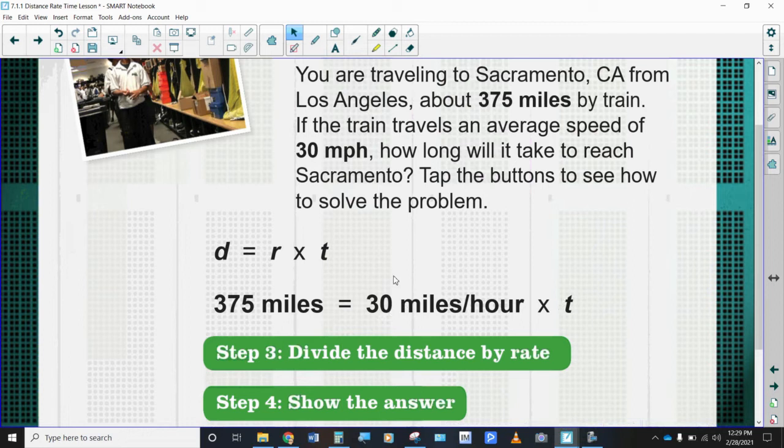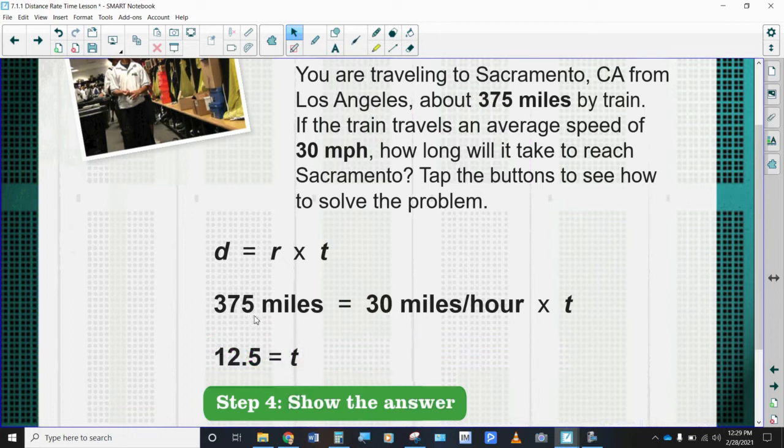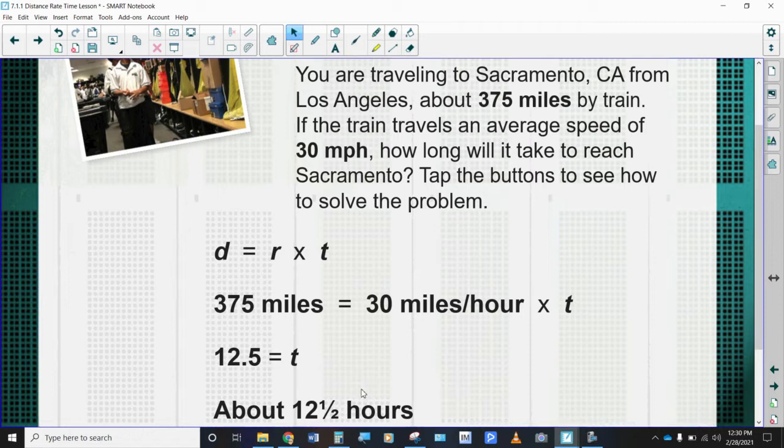Remember, if 30 times T is equal to 375, then 375 divided by 30 will tell you the value for T. So we will divide by the rate of speed, and 375 divided by 30 is 12.5. So now we declare our answer. It's going to take about 12 and a half hours to get there. The reason they say about is because this is an average rate of speed, so the train speeds up and slows down. Even if the average is 30, it may not be 30 constantly throughout the trip. So that's an estimation, but it should be fairly accurate: 12 and a half hours. Maybe a little sooner, maybe a little later.